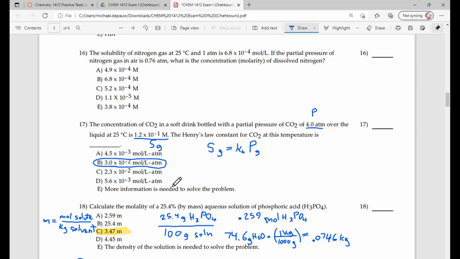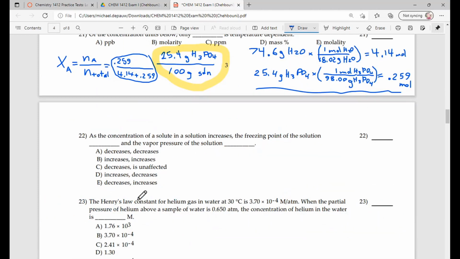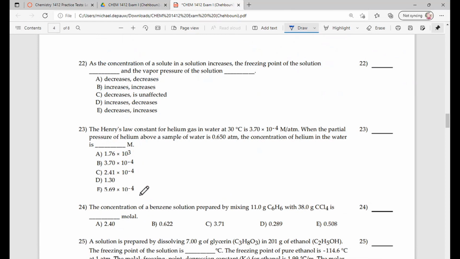Sorry. What next? Did you say 23? That was also another Henry's law one. Oh, okay. You said we could go back, so I was like, okay, so 23? Okay. I mean, do you want to do 23 or do you feel like you're fine with that? Okay. What did you say?